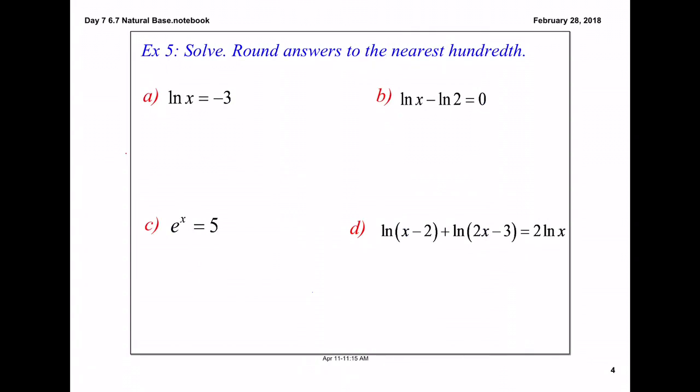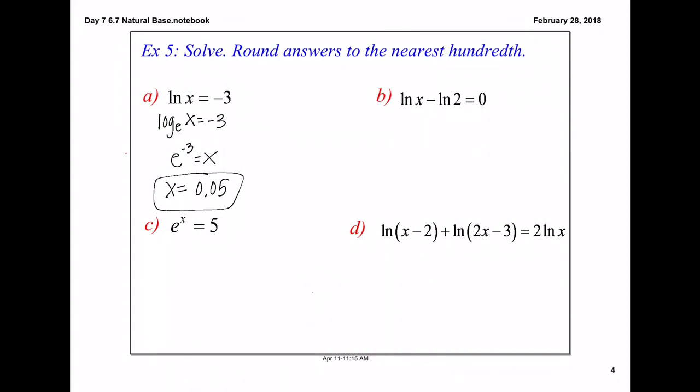The next slides we're going to solve and round to the nearest hundredth. So if we have the natural log of x is equal to -3, I can rewrite this as log with a base e of x equals -3. I can convert this to exponential form, and I can now type in my calculator e to the -3rd power, and I get x approximately equals 0.05.